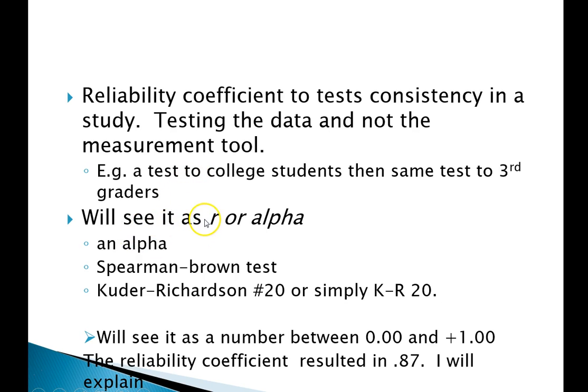So what we're going to see when you look at research and read articles, you'll see R values, you'll see alpha values, and the alpha values are often represented by the little squiggly upside down circle. As I have already gone over, you'll see a number between 0 and 1, which is your reliability coefficient. So if it results in .87, that's pretty high on the scale, meaning your measurement tool is measuring what it should be.